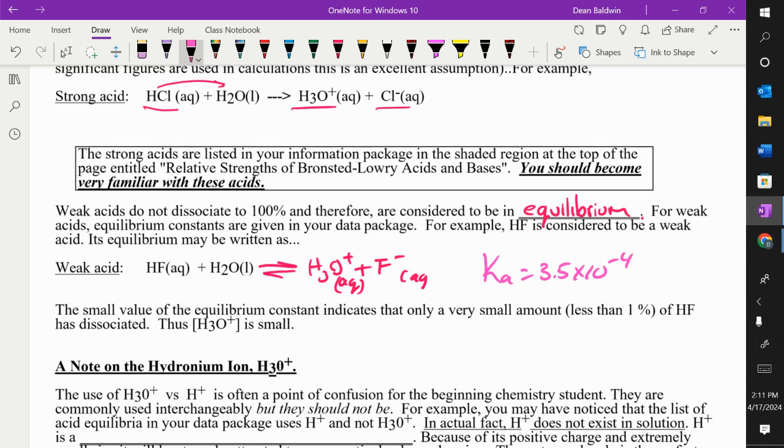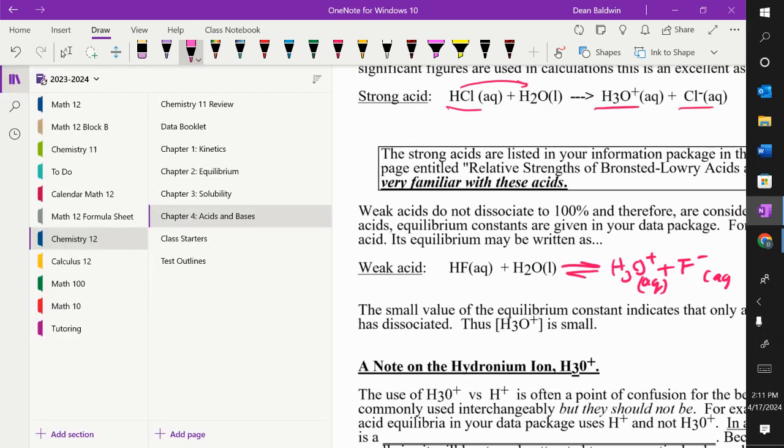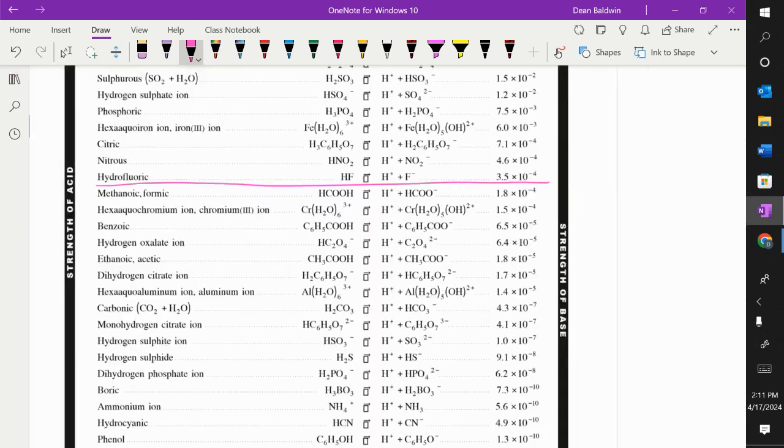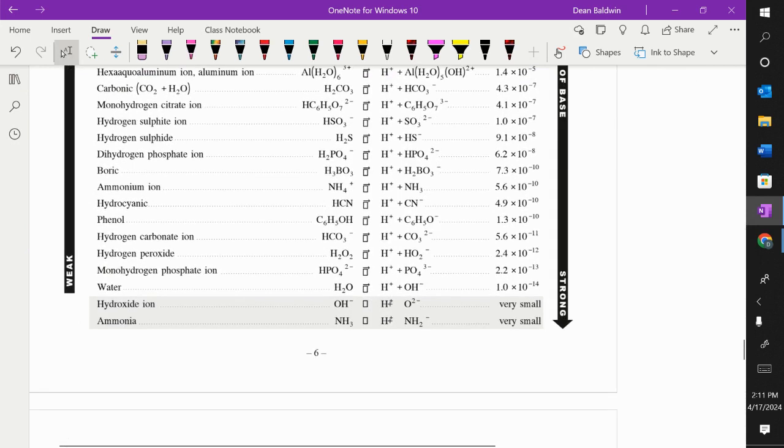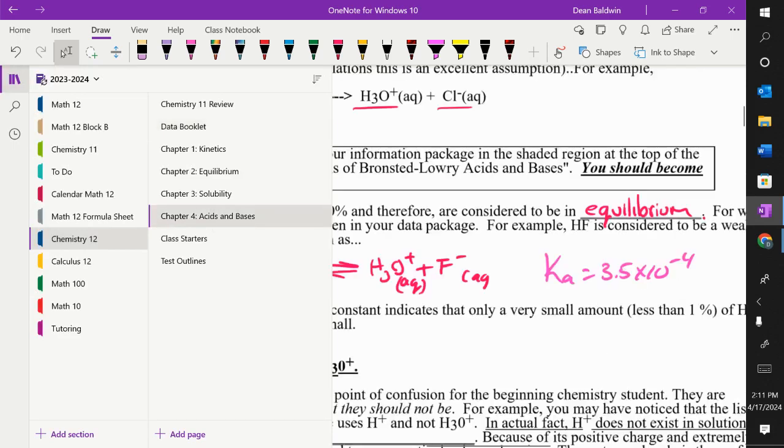Okay, so then when you look at some of the other weak acids, water is a special one, but peroxide, H2O2, hydrogen peroxide, 2.4 times 10 to the minus 12. So minute amounts will actually dissociate.